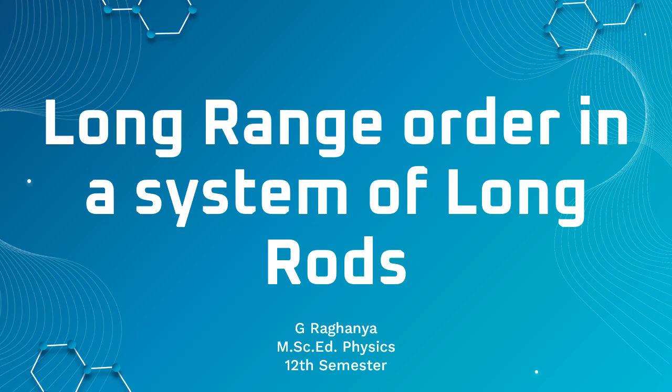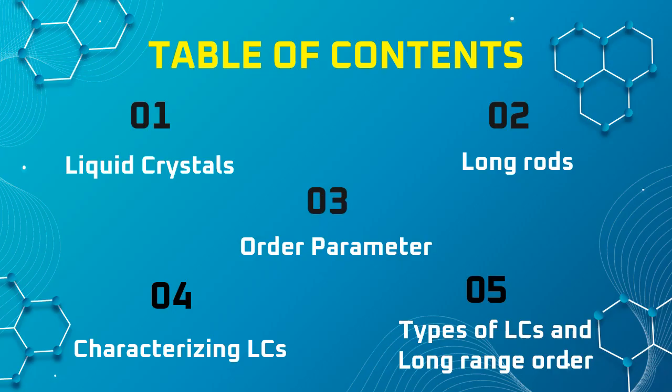In this video, I'll be explaining briefly about long range order in a system of long rods, that is in special types of liquid crystals. I'll be covering a brief about liquid crystals, what are commonly known as long rods, order parameters which are used to explain orders in liquid crystals, and then we'll see the factors which are useful in characterizing liquid crystals, and we'll look at types of liquid crystals and long range order.